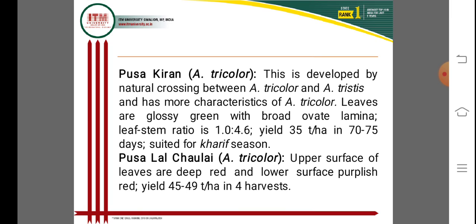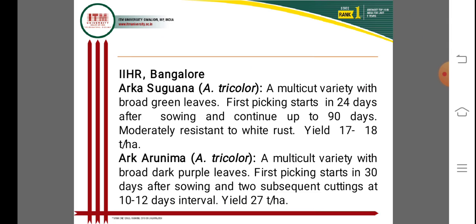Pusa Lal Chaulai is an Amaranthus tricolor. The upper surface of the leaves is deep red and the lower surface is hairless, and the plant is red. Yield is 45 to 49 tons per hectare, and four harvests are required for Pusa Lal Chaulai. It is very important, and suitable for harvesting.